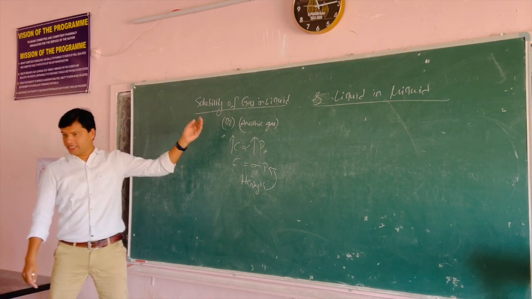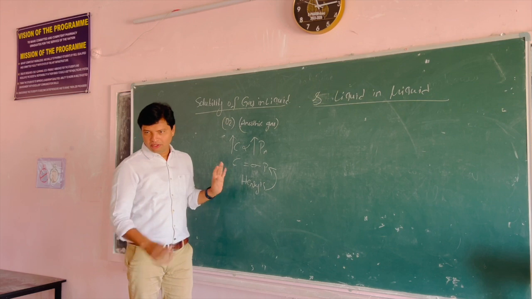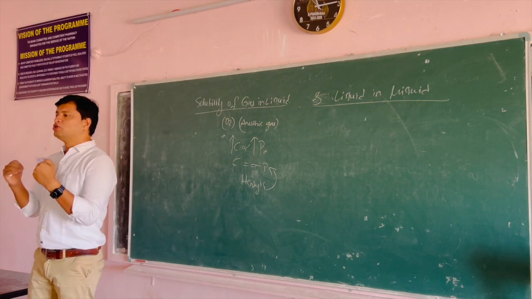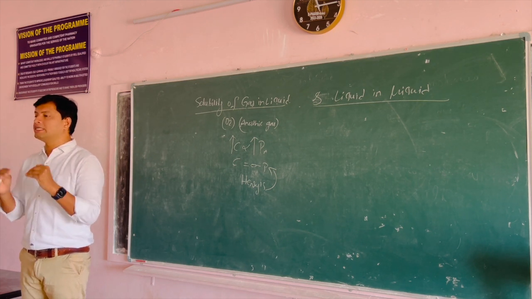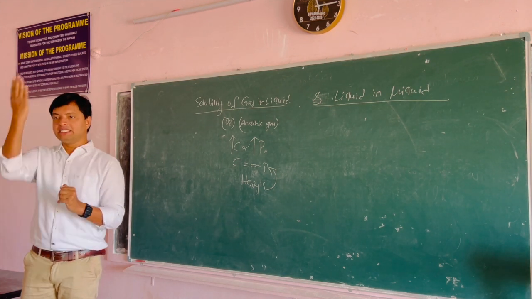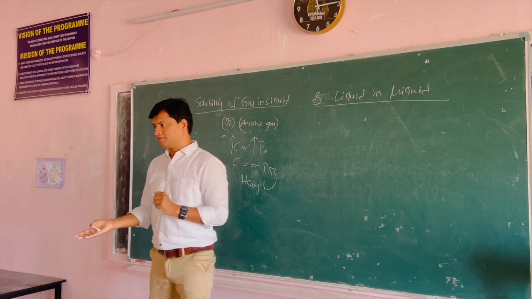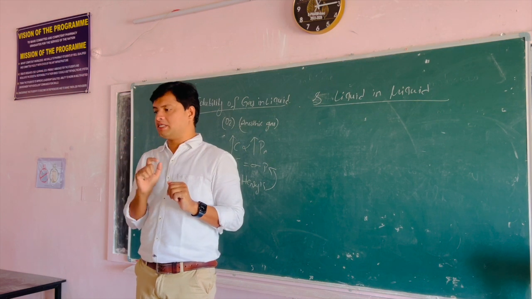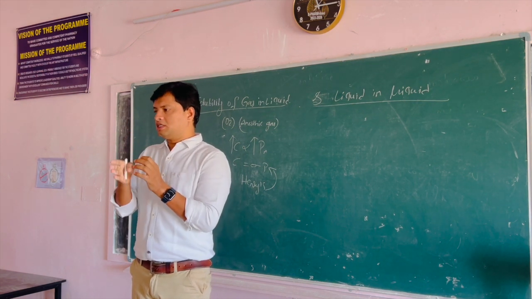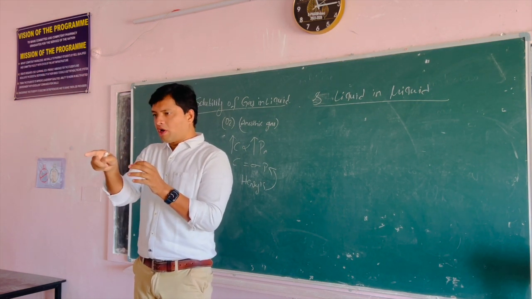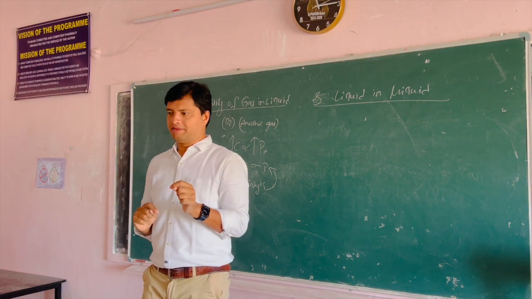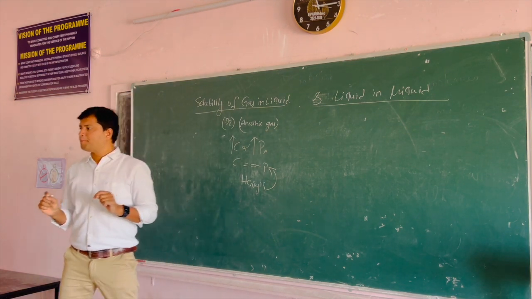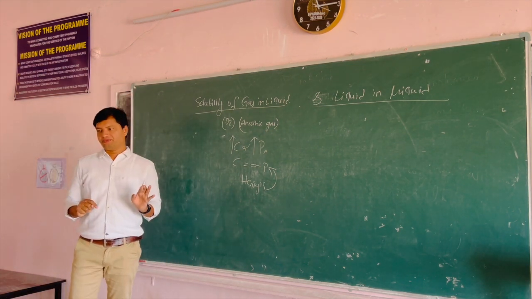I didn't tell you that this is Henry's law right now. Henry's law says that to increase the concentration of dissolved gas in a liquid, increase its partial pressure. Why partial pressure? There are many gases, oxygen, carbon dioxide, etc. If you want oxygen to be soluble, increase oxygen partial pressure. If you want carbon dioxide soluble, increase carbon dioxide partial pressure.